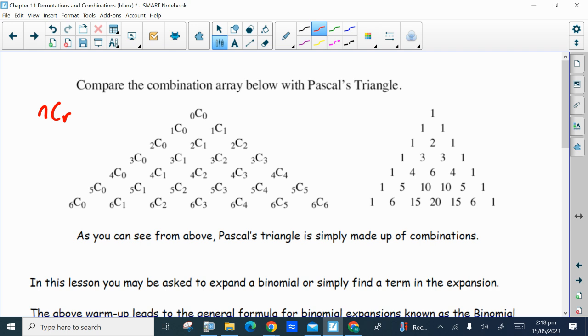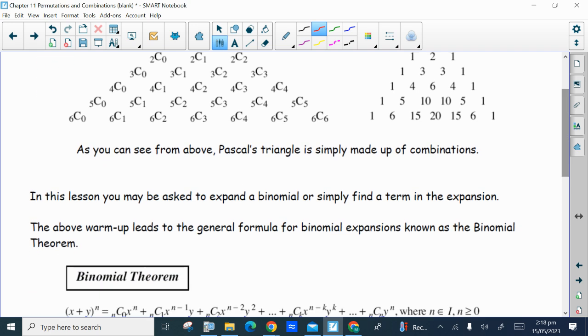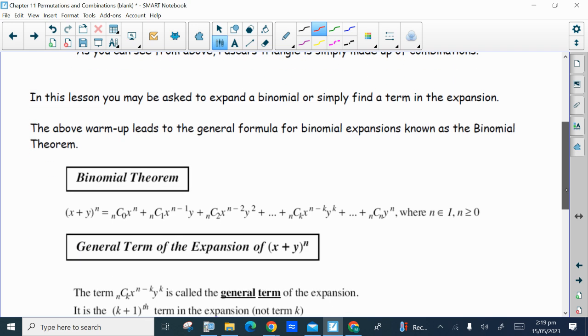Okay? So you can also get those numbers using combinations, and we're going to see fairly quickly here that there are some times where we're going to use combinations. It's just easier. So again, Pascal's triangle is simply made up of combinations. So in this lesson, we might be asked to expand a binomial or simply find a term in the expansion. The above warm-up leads to the general formula for binomial expansion known as the binomial theorem.